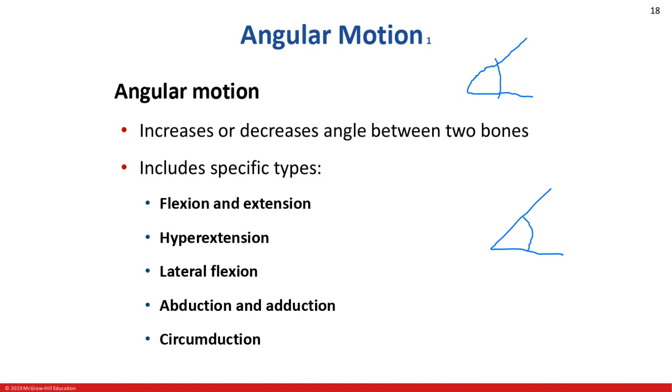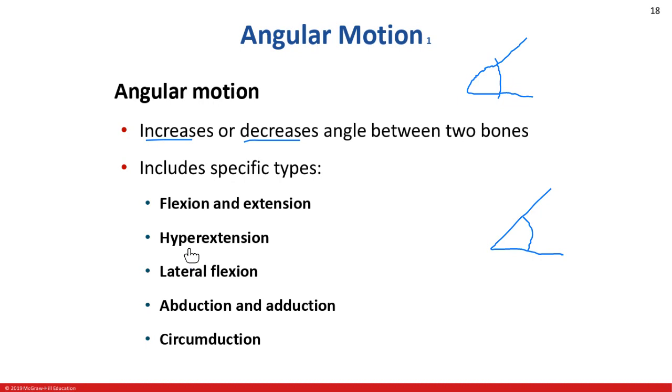So what we're going to do is either increase or decrease the angle between our two bones. That's simple. We're going to increase it or decrease it. We're going to go through each of these individually, so by the end of class, you will have a commanding understanding of all these different movements. So, flexion and extension.